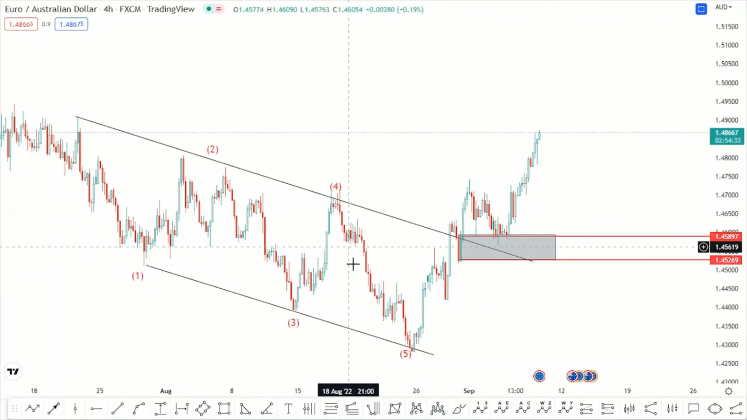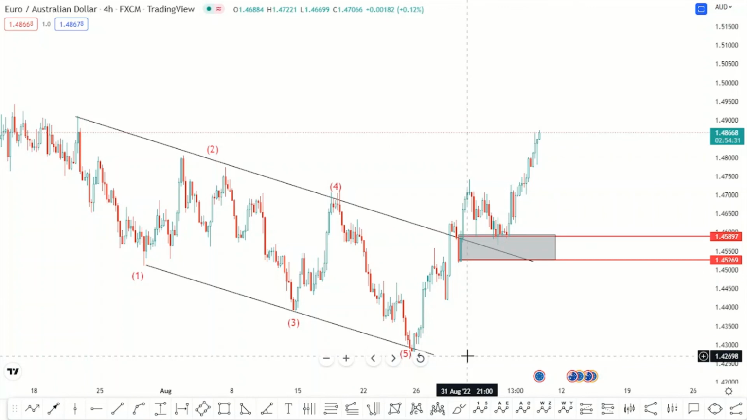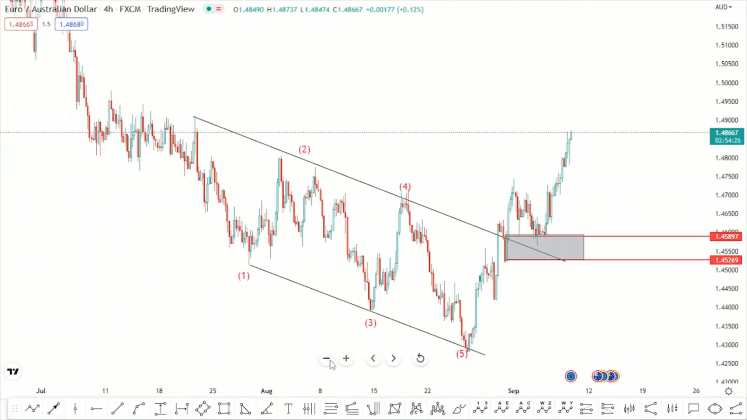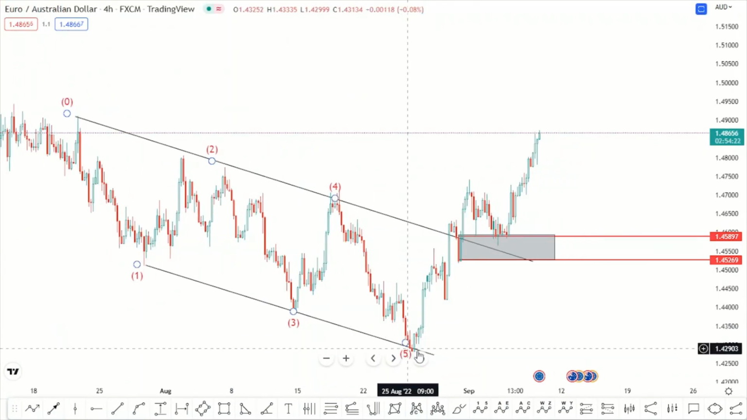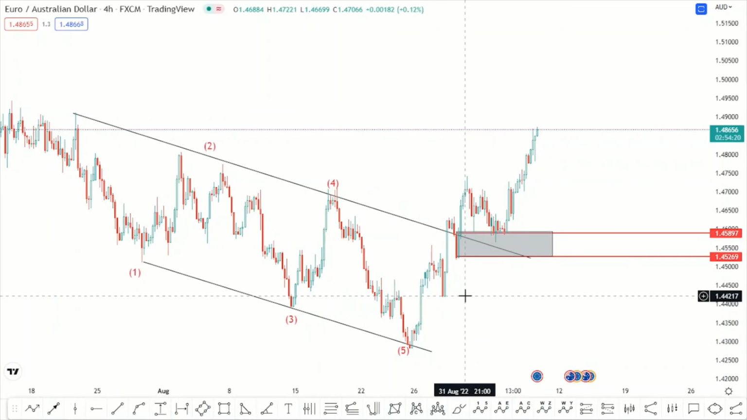It also signals the end of the bearish trend, or if it is bullish, it's going to be ending at a certain level when it reaches 5, right? So I think this is it for today.